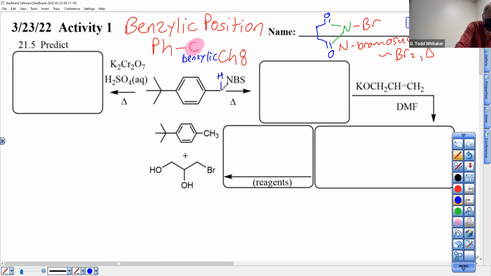And it's got a radical mechanism. It's a bonus mechanism from the past. You cannot do the same reaction at this benzylic position here because there's no H to take off. So you will not have a reaction at a tertiary carbon. Keep that in mind. I'll be asking about it again later. So we have the tert-butyl unchanged. We have the methyl that now has a bromine on it.